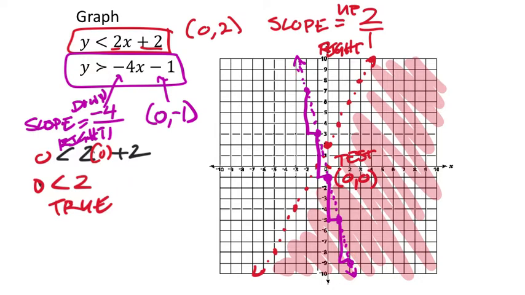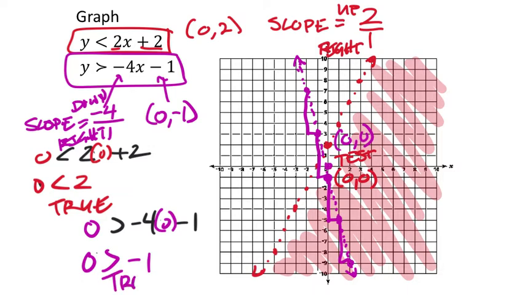So now I'm going to take the equation, y is greater than -4x minus 1, and I'm going to use the same test point. Okay, so I'm going to test at 0, 0 right there, and that means I'll replace the x and the y with zeros. So x is 0 and y is 0. This tells me that 0 is greater than -1, which is true.